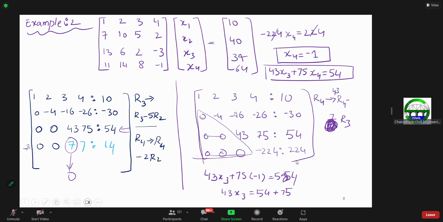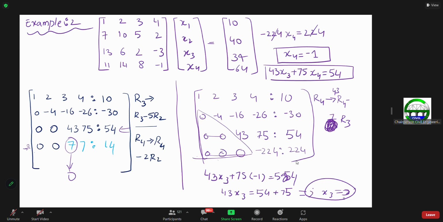Okay, so there are two students. They are saying, okay, x3 equals to 3. Yeah, x3 is equals to 3, correct? I checked it, and x3 is equals to 3.